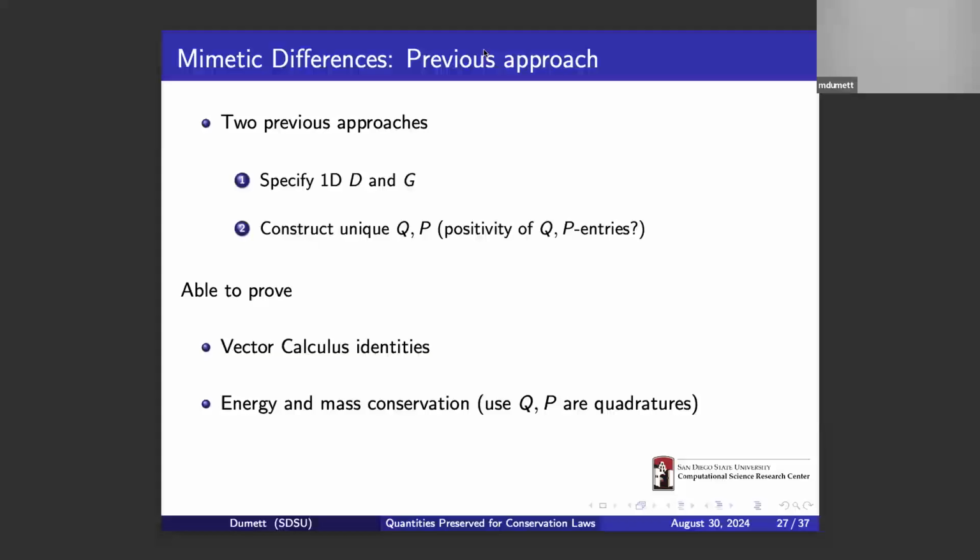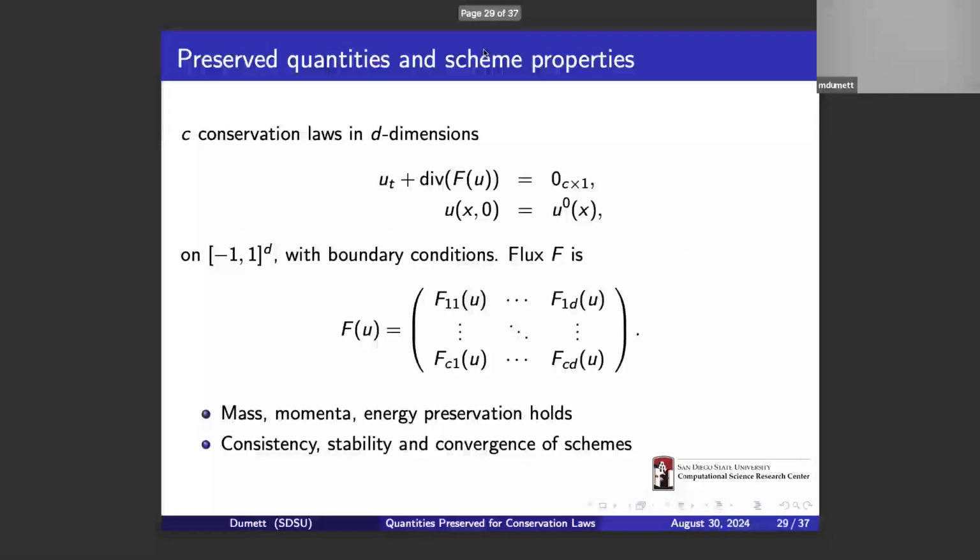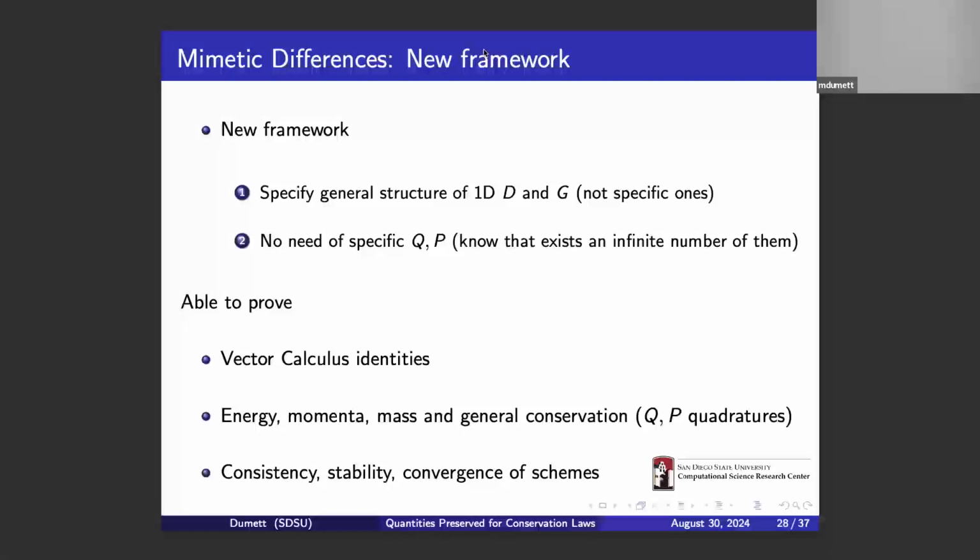In this new way of seeing things, you are actually able to demonstrate vector calculus identities and energy and mass conservation, using essentially the fact that Q and P are quadratures. So that is for conservation laws. This is crucial. And in the new framework, instead of specifying D and G, you just give the general structure. You don't need to specify the coefficients, and you will have a lot of freedom. So you have other methods, and no need to specify Q and P. You actually can have an infinite number of them.